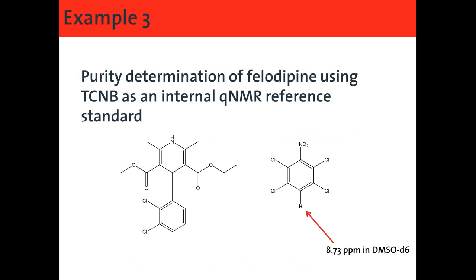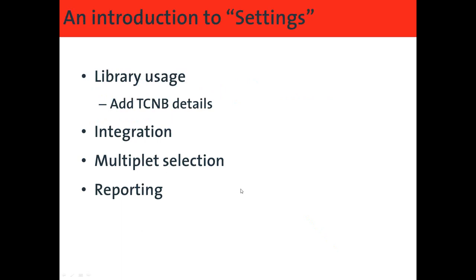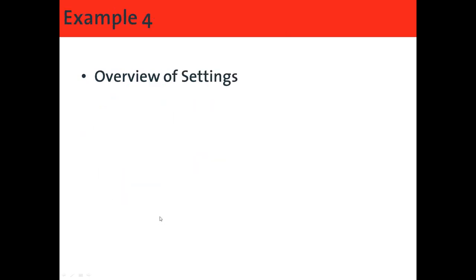So let's go through the example. As I say, we're looking at phenylalanine, which is this molecule on the left, and we're looking at using TCNB, which is this material here on the right, as our quantification reference. So TCNB is an internal qNMR reference standard. Okay, so we're going to go through this. I'm going to be talking about library usage, integration, multiplet selection, and reporting. And here we go.